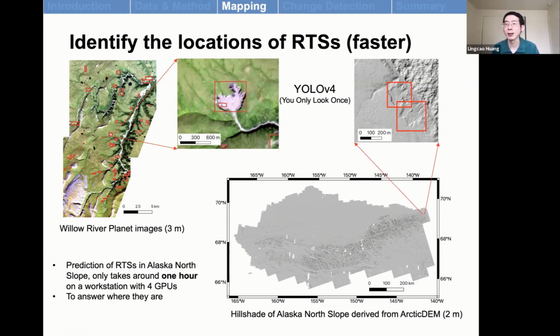This algorithm doesn't outline the boundary, but it tells us the location of these landforms. If we have the location, then we can further apply other algorithms to delineate their boundaries. I just finished building the pipeline using YOLO last week, so I don't have more results to show today. Okay.